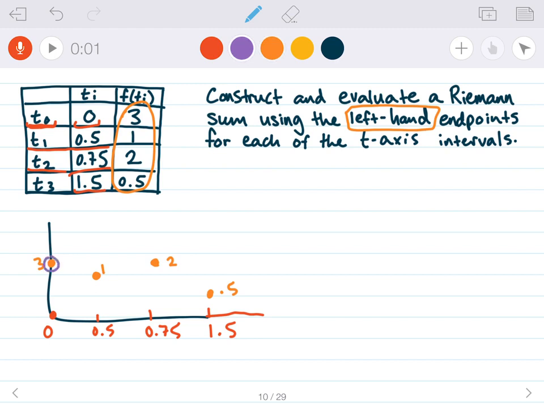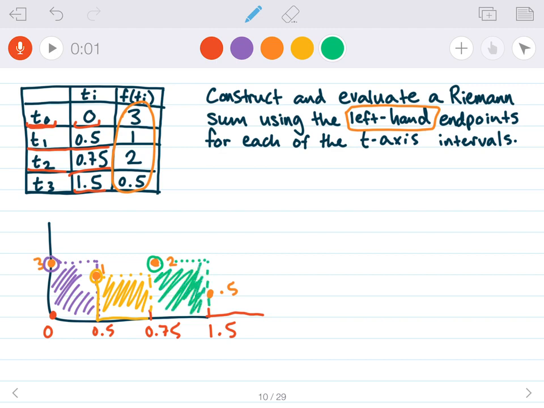So this is my first left endpoint, so I'm going to take the height of this and find the area of that rectangle. And the second one, this is my width, this is my height, this is my leftmost endpoint for this interval. And then here's my third left interval, so I want to take this one. And that's it.